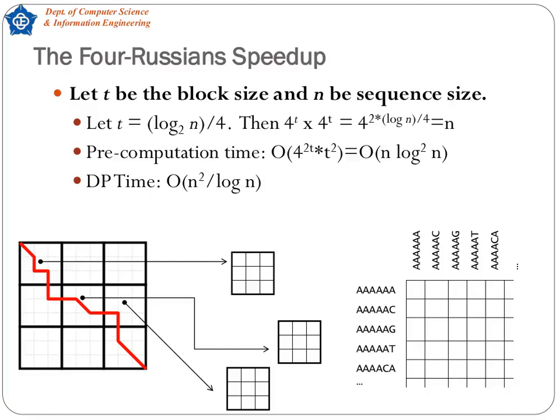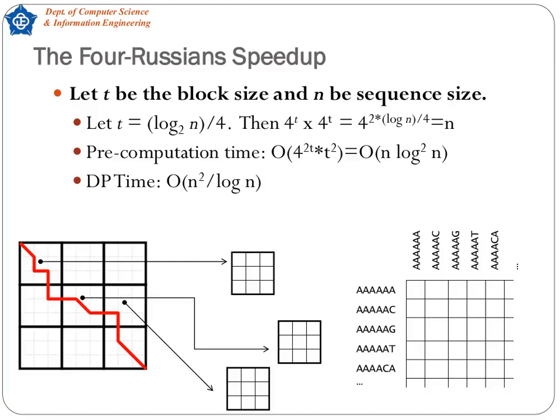Then, in the DP itself, we fill each t times t block by a constant-time table lookup, which drives the total running time down to O(n^2 / log n). On the slide, the left shows our big DP matrix tiled into t times t blocks, with the red trace marching block by block and arrows pointing to the tiny precomputed tables.